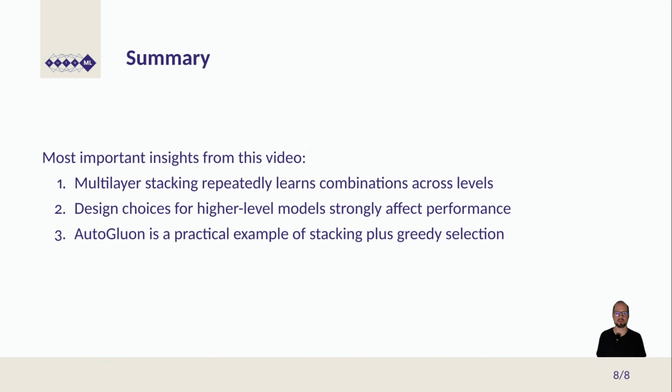To summarize what we've learned, multi-layer stacking repeatedly learns combinations across levels. The design choices for higher level models strongly affect the performance. And AutoGluon is a practical example of stacking plus greedy selection that actually performs really well in practice and is used across Amazon for their machine learning tasks.